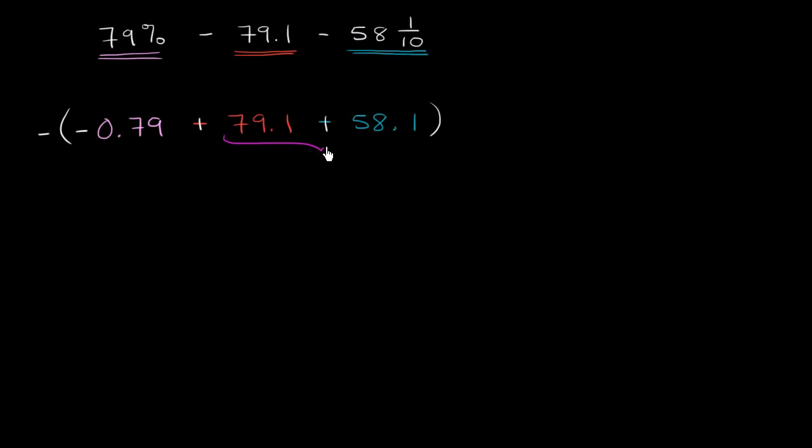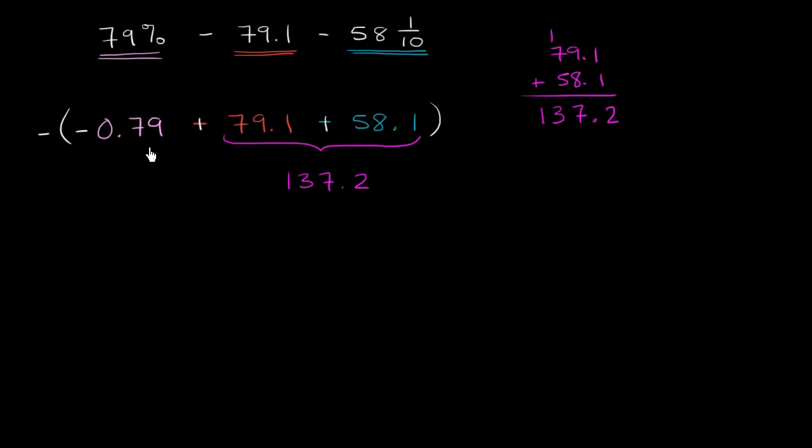So let's first do that. Let's add 79.1 plus 58.1. A tenth plus a tenth is 2/10. 9 plus 8 is 17, so that's 7 ones and 1 ten. So 1 ten plus 7 tens is going to get us to 8 tens, plus 5 tens gets us to 13 tens, or 130. So we have 137.2 is this part right over here.